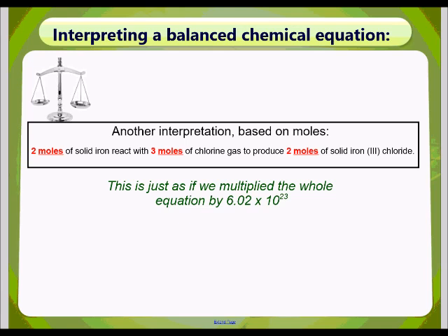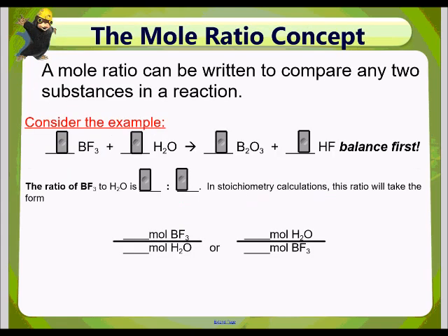Now, it is much easier to use moles in lab than it is individual atoms of a substance, so that's why we're always going to use moles. Now, a mole ratio can be written to compare any 2 substances in a reaction. Now, if we have this example here, we have boron trifluoride reacting with H2O, and it's going to give us diboron trioxide and hydrofluoric acid. So first, let's balance it. So that's what we would need to balance it. 2 boron trifluorides plus 3 H2Os will react to form and produce 1 diboron trioxide and 6 hydrofluoric acids.